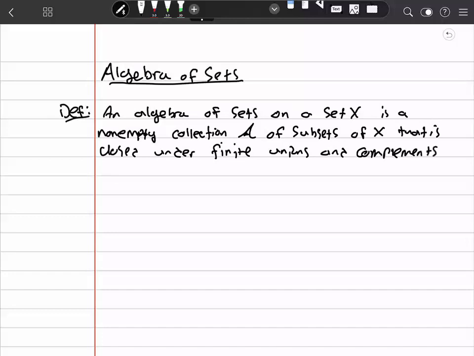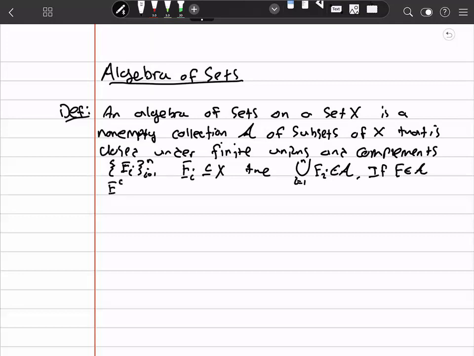So what I mean by that is when we say finite unions, we simply mean that if we have a collection E sub i from i equals 1 to n, so we have some collection of subsets of X where E sub i is a subset of X, then the union from i equals 1 to n of E sub i is in A. And by closed under complements, we simply mean that if E is in A, then E complement is in A.